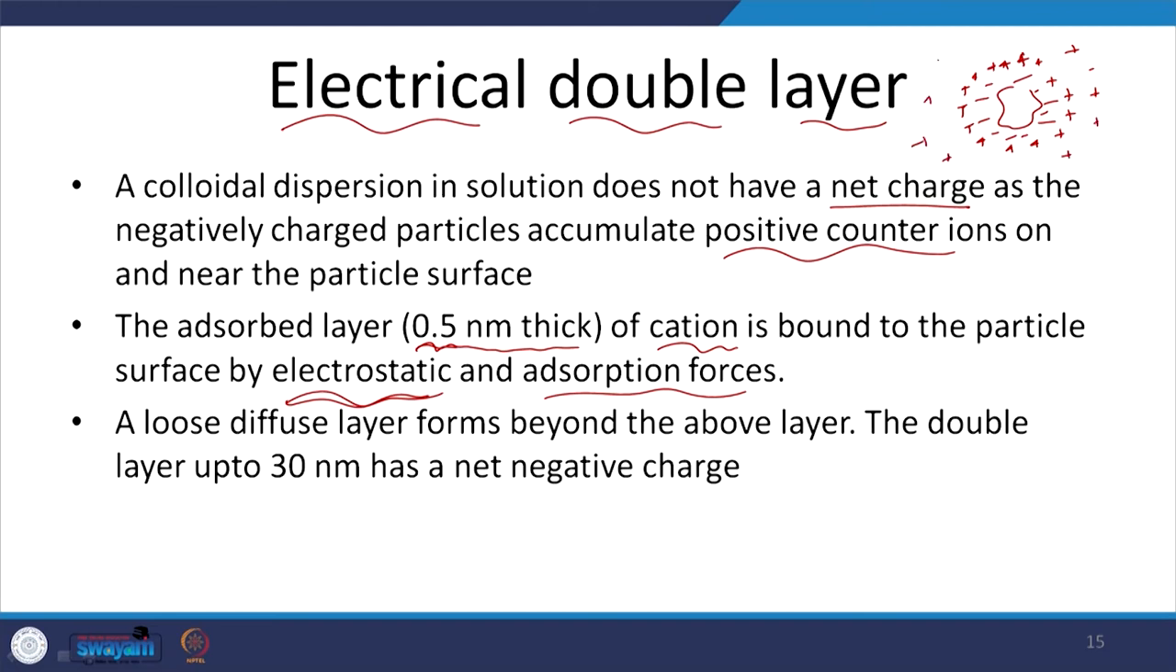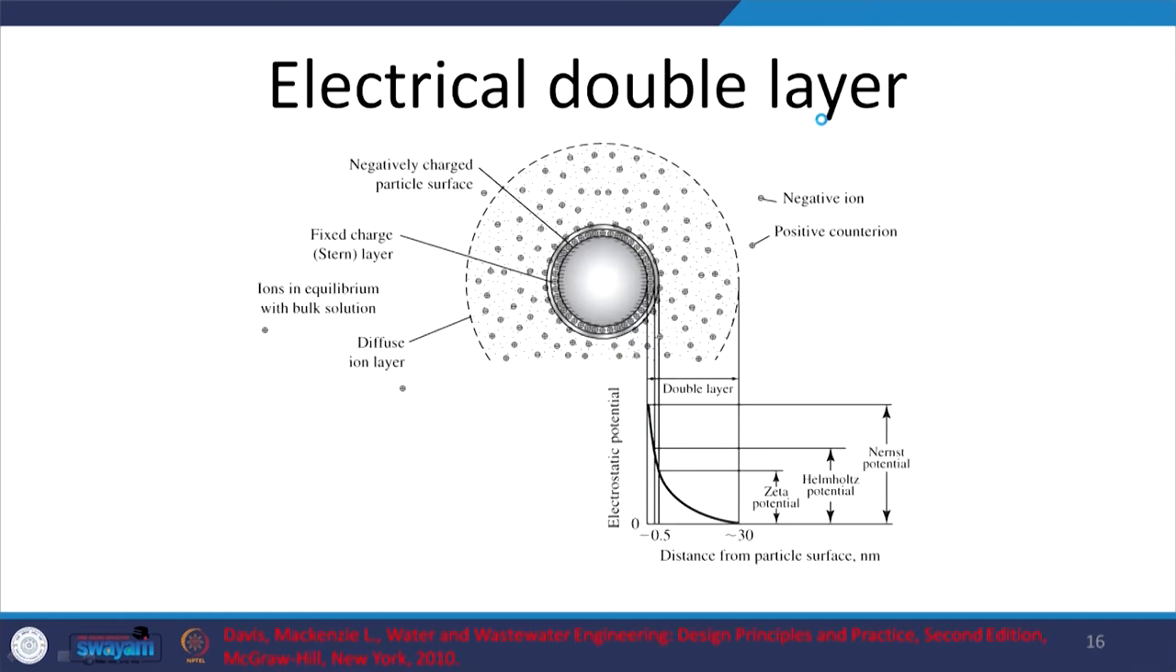I think we have a good picture later, we'll come to that. That forms beyond this, the Stern layer. The above one is called the Stern layer. And this layer can be up to 30 nanometers thick and has a net negative charge. And all this is called a double layer, right? So this is something we need to keep in mind. So that's what we have here.